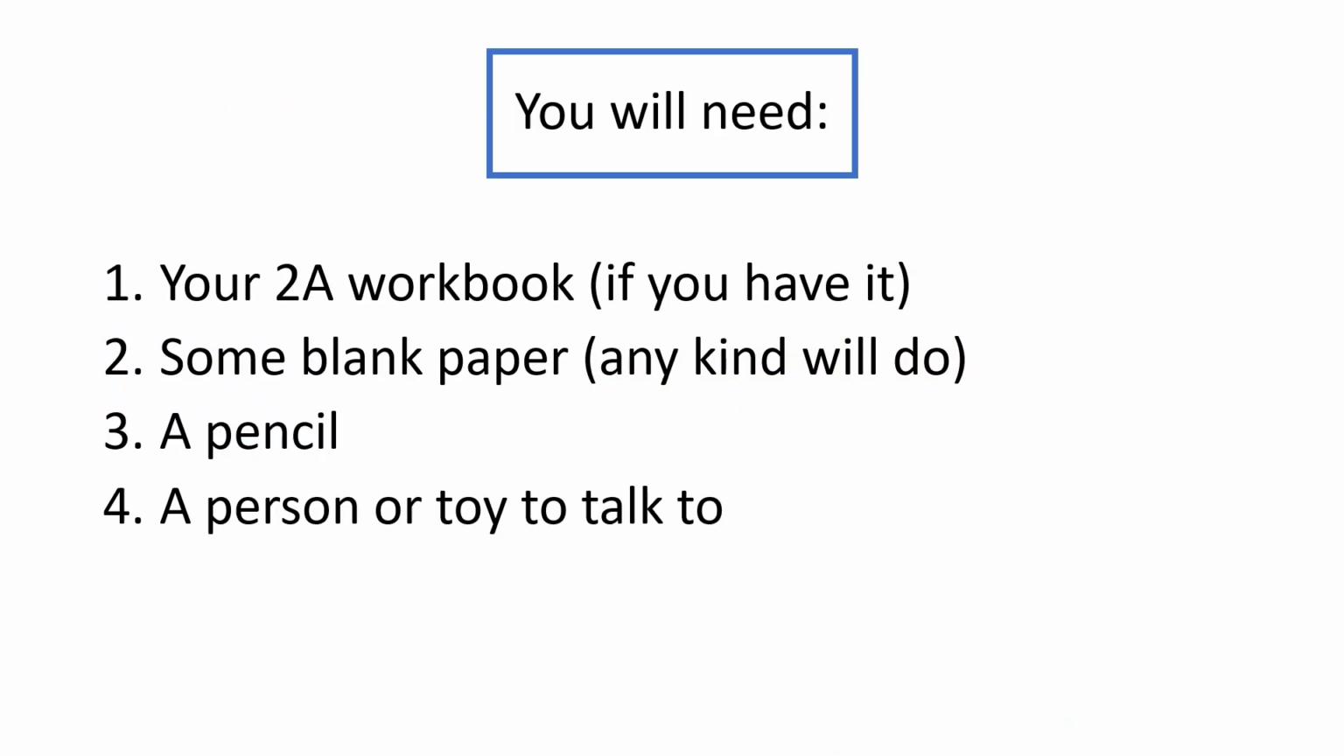So for our lesson today, you're going to need your 2A workbook. If you have it, you're going to need some paper as normal in case you want to do any working out on there. You're going to need a pencil and your partner.